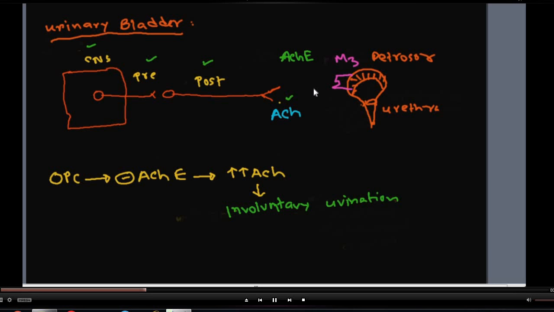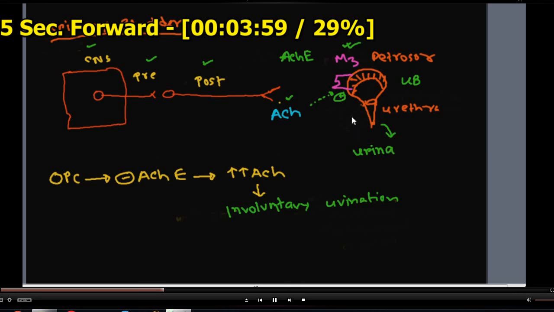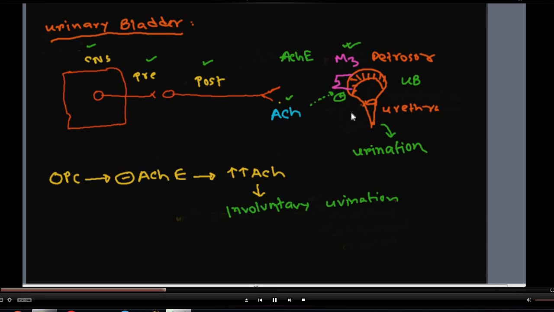When acetylcholine stimulates this M3 receptor, the detrusor muscle undergoes contraction, and so we can tell that the urinary bladder undergoes contraction. And when the urinary bladder undergoes contraction, urination will occur, right? So acetylcholine in the urinary bladder leads to stimulation of the M3 receptor in the detrusor muscle, leads to contraction of the urinary bladder, and ultimately leads to urination.